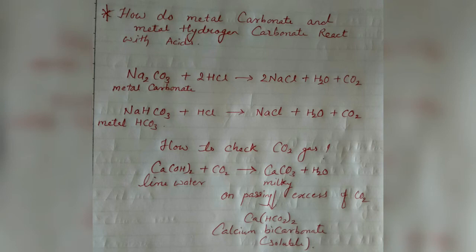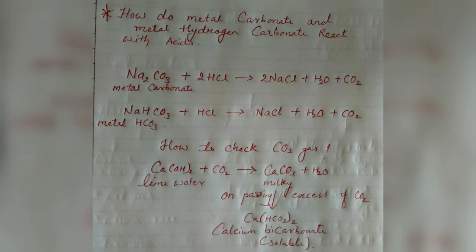Similarly, when we take metal hydrogen carbonate, as in the example NaHCO3 plus HCl, again we get NaCl plus H2O plus carbon dioxide. So in both cases, what are the products? The products are the same: salt plus water plus carbon dioxide. So we are very clear with this reaction.